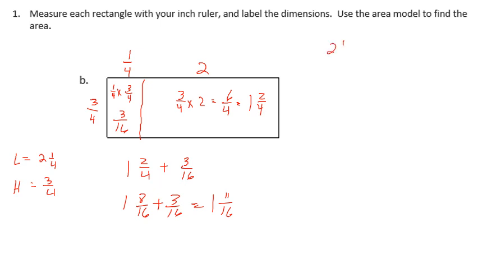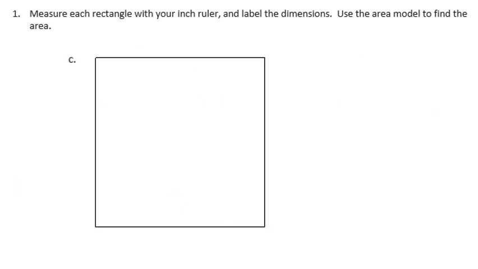Now let's try the second method. So we had 2 1/4 times 3/4, and 2 times 4 is 8, plus 1 is 9, so I got 9/4 times 3/4, which equals 27/16. Now I see 16 will go into 27 one time. There's 11 left over for 11/16. And they would both be the same. Now on C.